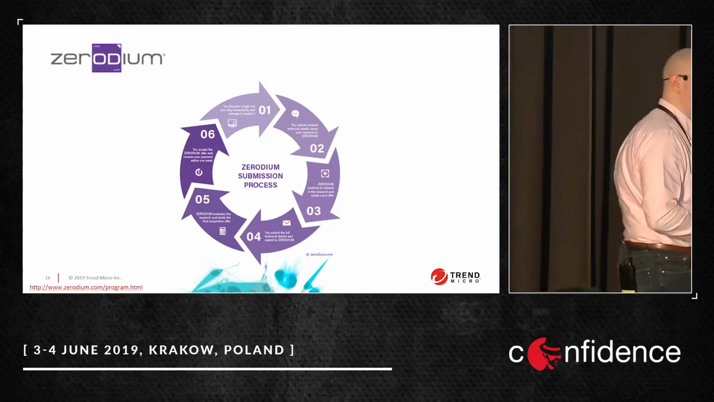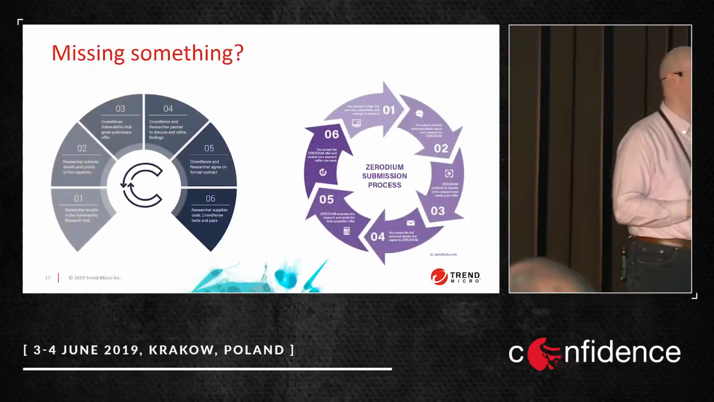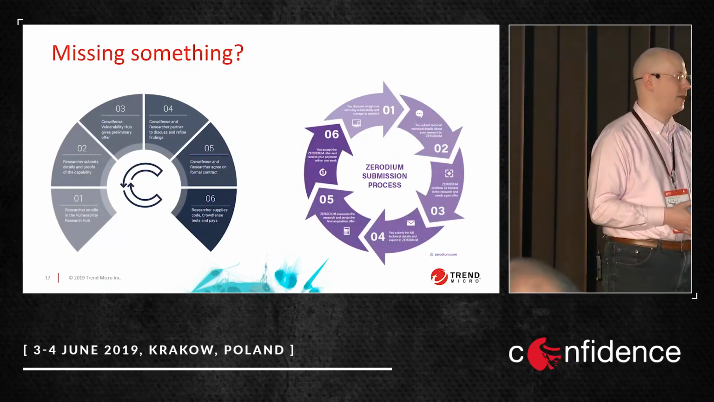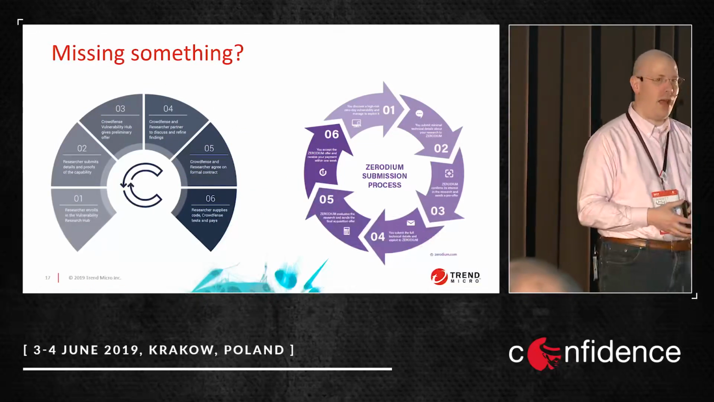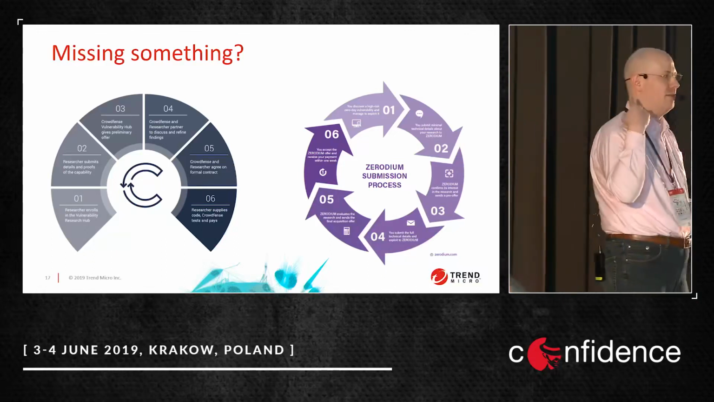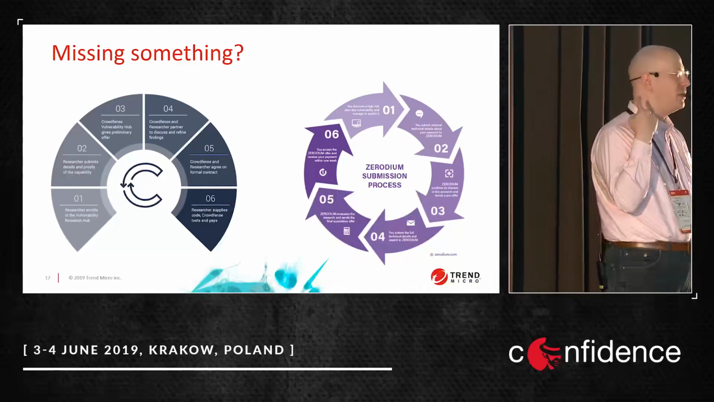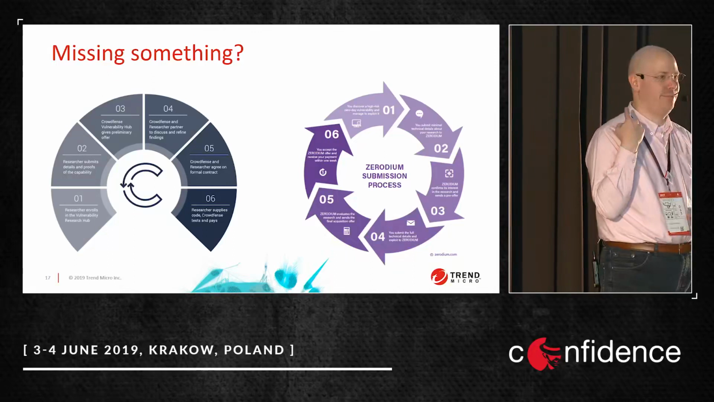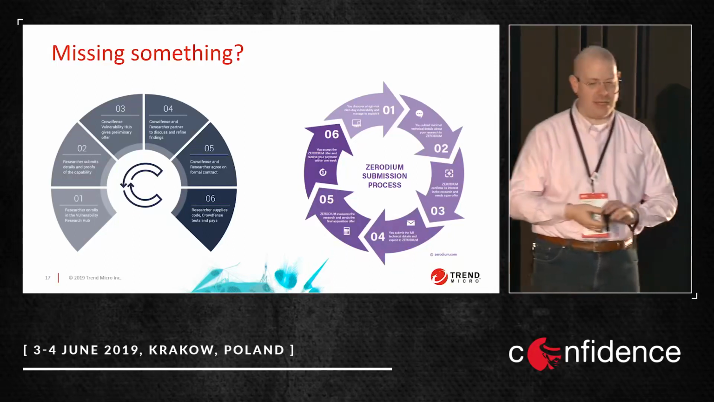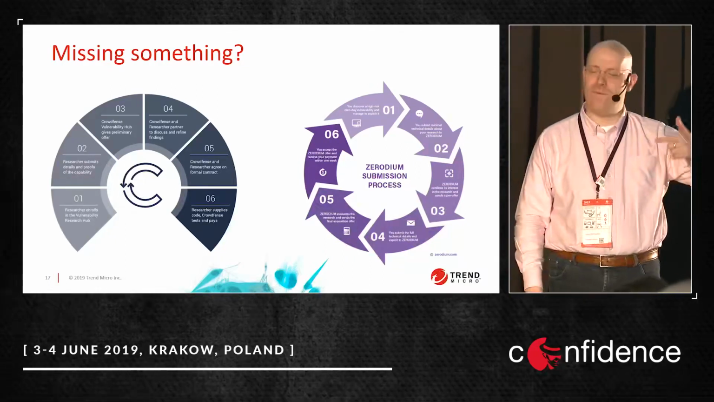Are you missing something? These are the disclosure processes of Zerodium and CrowdFence. And there is one thing that I'm actually missing. Nowhere in this process will CrowdFence or Zerodium disclose the vulnerability to the vendor, because that's their business model. Their business model is buying exploits and reselling them for a very high price.